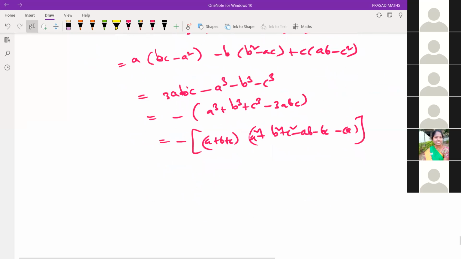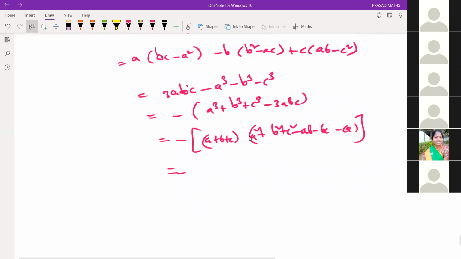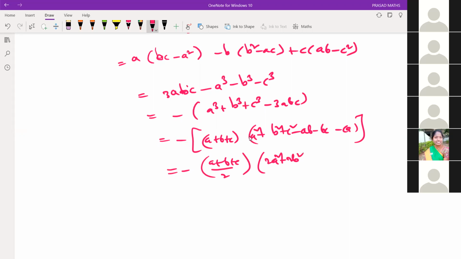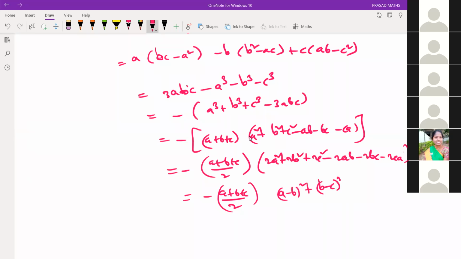Is it right? But this is exactly minus of A plus B plus C by 2, multiplied and divided by 2: 2A square, 2B square, 2C square, next 2AB, 2BC, 2CA. Therefore A plus B plus C by 2. So this can be written as A minus B whole square, B minus C whole square, plus C minus A whole square.